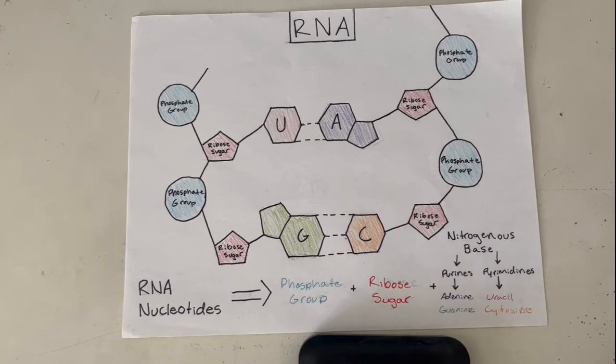The main enzyme involved in transcription is RNA polymerase, which uses a single-stranded DNA template to synthesize a complementary strand of RNA. It has 3 stages: initiation, elongation, and termination.